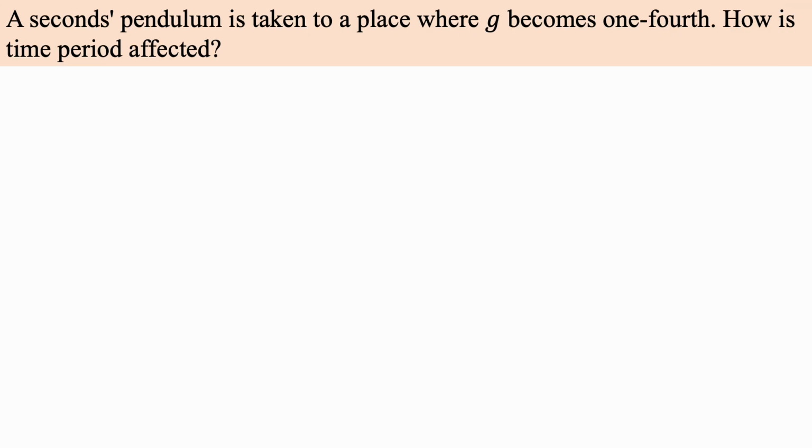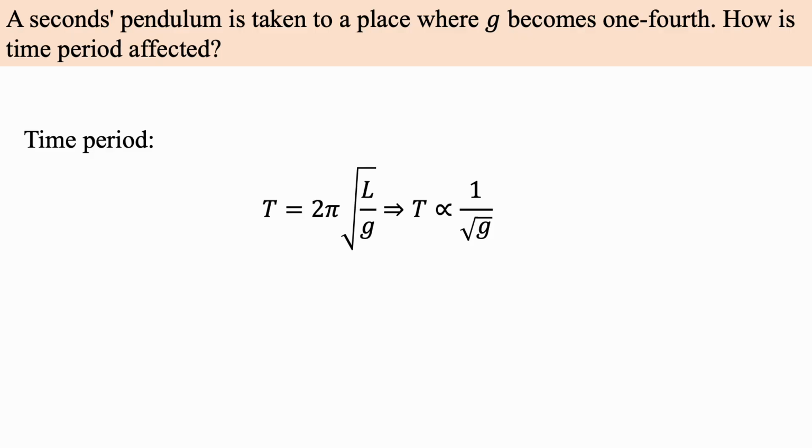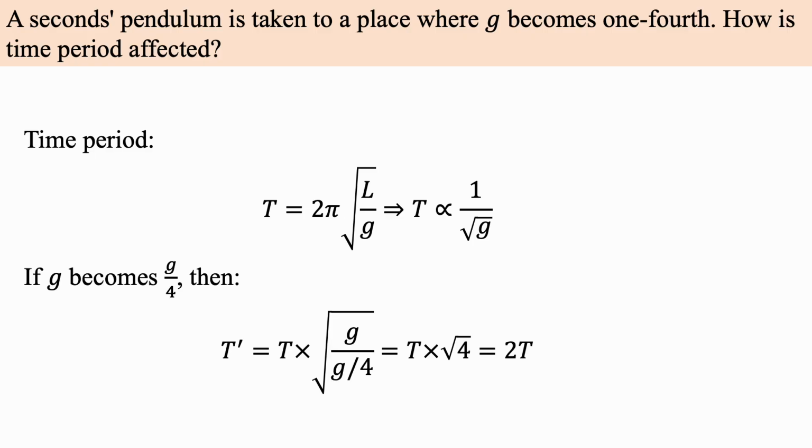A seconds pendulum is taken to a place where G becomes 1/4. How is the time period affected? So time period is inversely proportional to the square root of G. So if G becomes G by 4, then the time period is doubled. You can see it becomes T multiplied by root 4. Therefore, it is equal to 2T. So if the time period is 2 seconds, then the new time period will become 4 seconds.